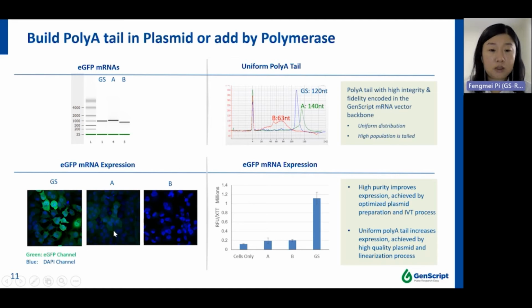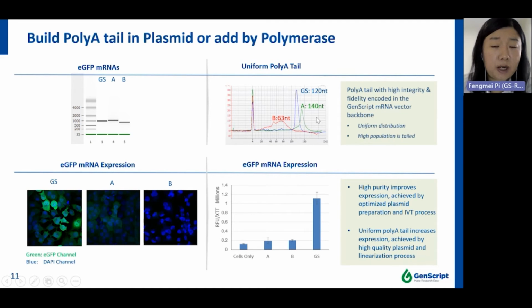And in return, you will see very poor result here. But with the GenScript poly A, we see a very sharp peak. That means this poly A in the mRNA are very centered. They all have about 120 nucleotide poly A's at the end.